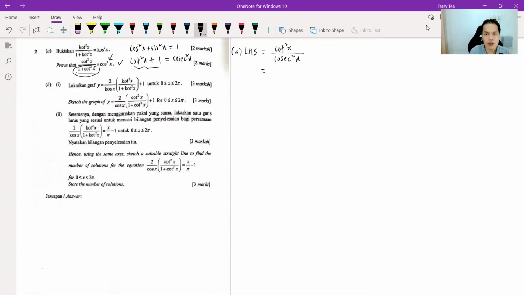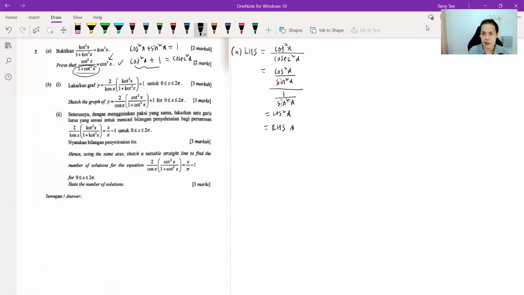So I know cotangent is cos over sine. So I can change this to cos over sine, but there's a square, so you put cos square over sine square. As for cosecant, it is 1 over sine, right? And we can cancel sine square and sine square. Now I'm left with cos square, which is the same as my right hand side. So it's not too difficult. All right.